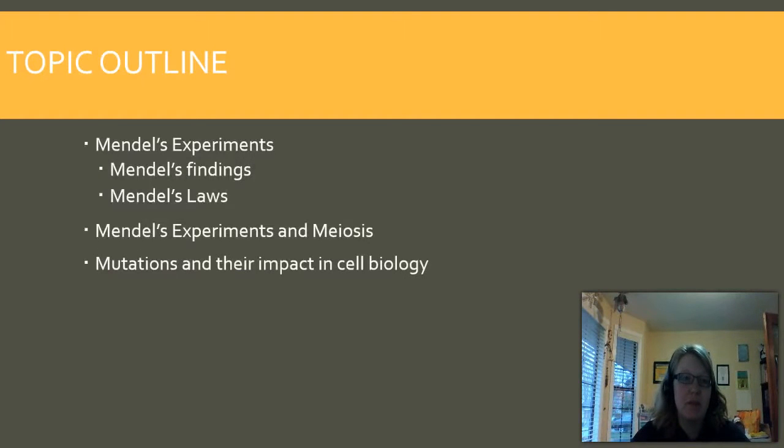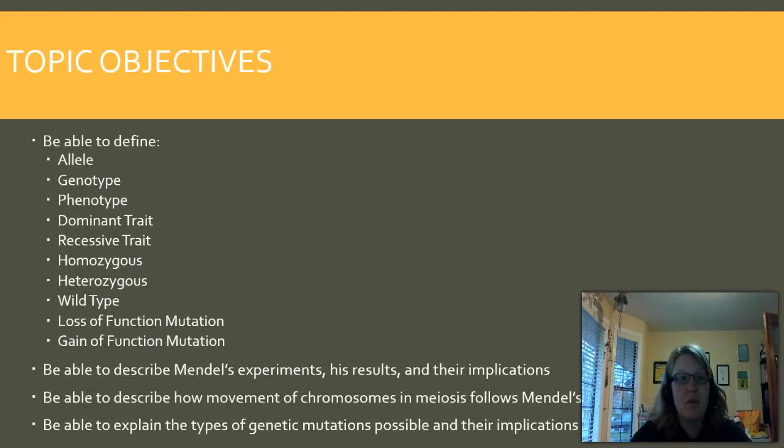So today we're going to talk about Mendel's experiments, which includes his findings and the laws he created from that. We're going to also talk about how his experiments and his data are reflected in meiosis. And lastly, we're going to talk about mutations and their impact in cell biology. Alright, so we have a bunch of objectives, mostly terms that you need to be able to define, but I expect most of these are familiar to you already.